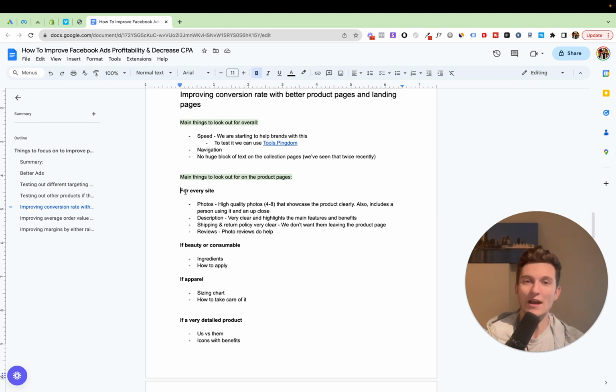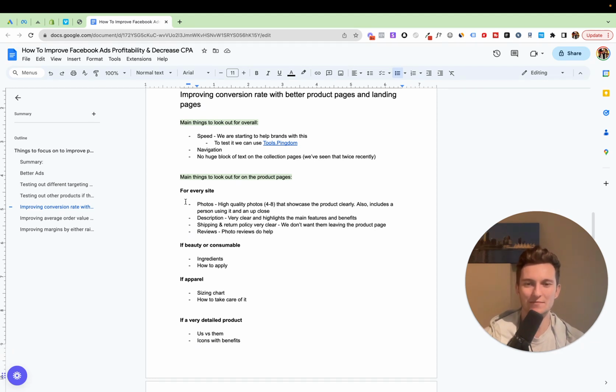Now, for every site, no matter what kind of site you have, you need good photos. Photos are so important. If you compare traditional retail to e-commerce, in traditional retail you're able to talk with a salesperson, feel the product, try it on, and look at it from all different angles. With e-commerce, you're literally going off of some photos, a description, reviews, and that kind of stuff. So you need amazing photos. That's literally showcasing your product.